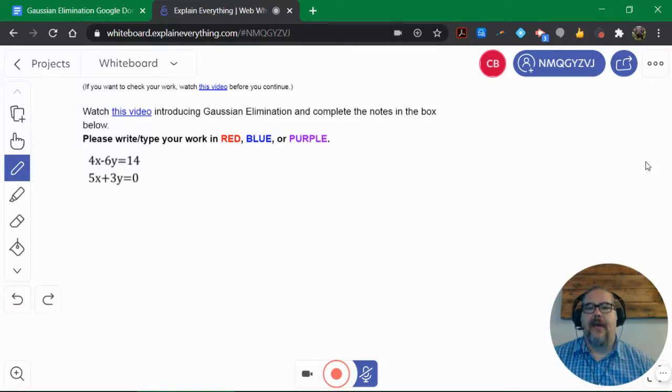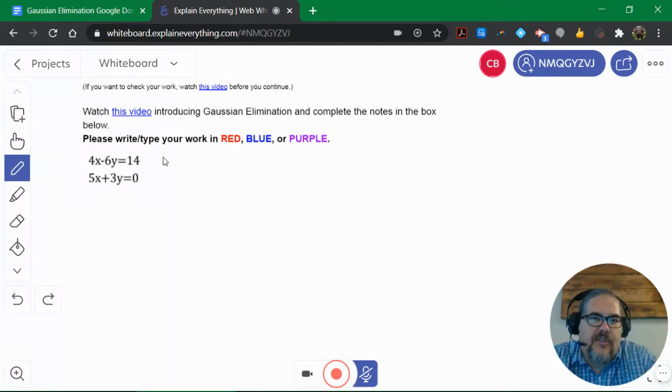Okay, now we're going to talk about a method called Gaussian elimination. But before we do that, we need to talk about systems of equations and why we need them. So if you'll notice, we have two equations here, and that's because we have two unknowns or two variables, x and y. So if you think about just the equation here, 4x minus 6y equals 14.